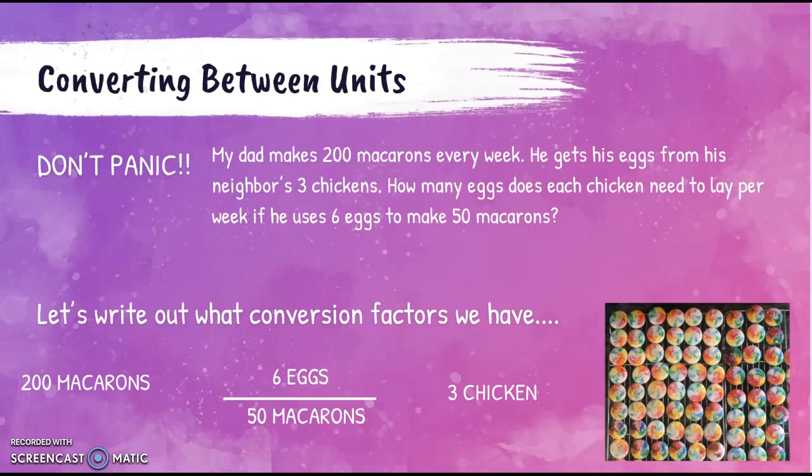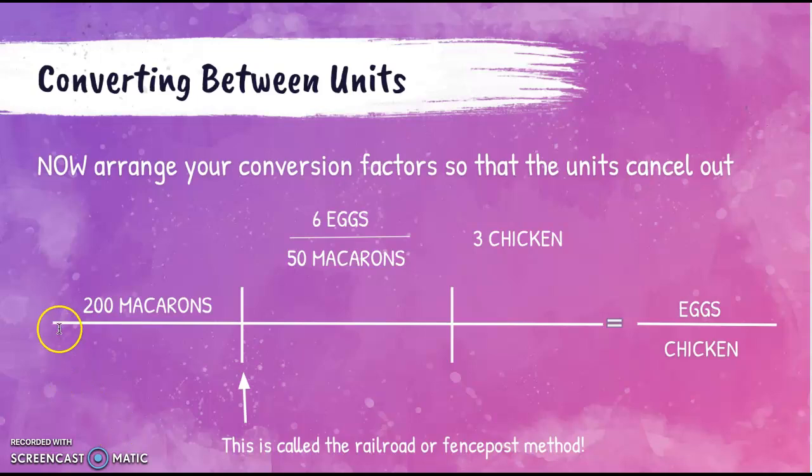So let's start with what we know. We know he makes 200 macarons. That's not a conversion factor, because there's no bottom part or top part. It's just a number. So we're going to start with that. And we're going to draw this here. This is called a railroad or fence post. And basically you put what you know at the beginning. And then at the end, these are the units we know we're trying to end with.